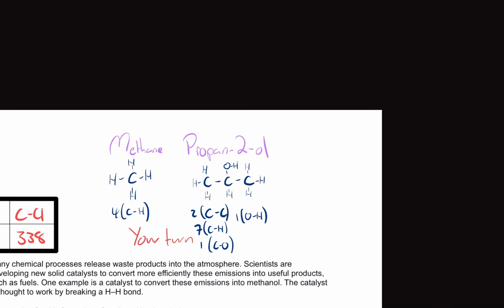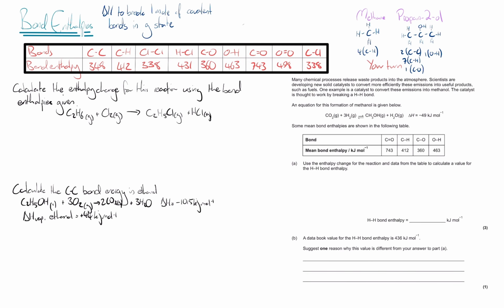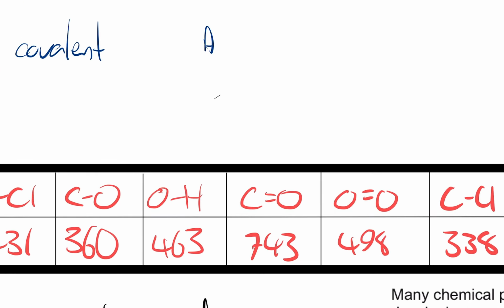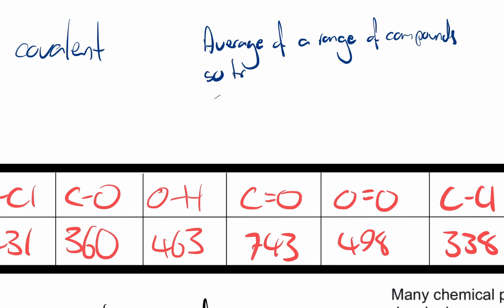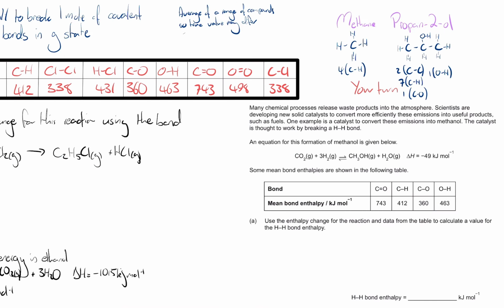So bond enthalpies are an average of a range of compounds. So the true value may differ. Anyway, let's get into the calculations.